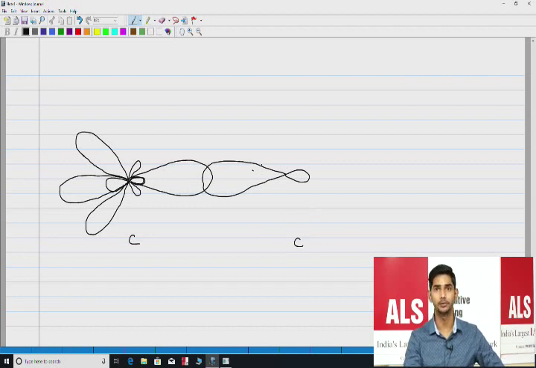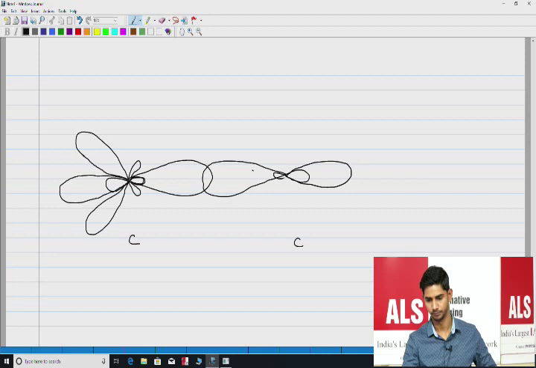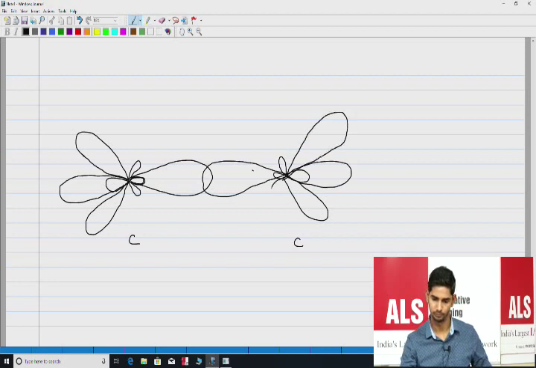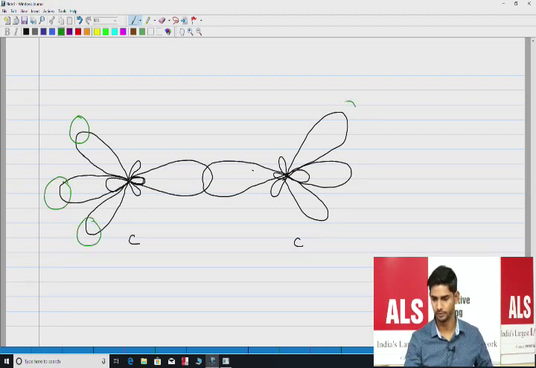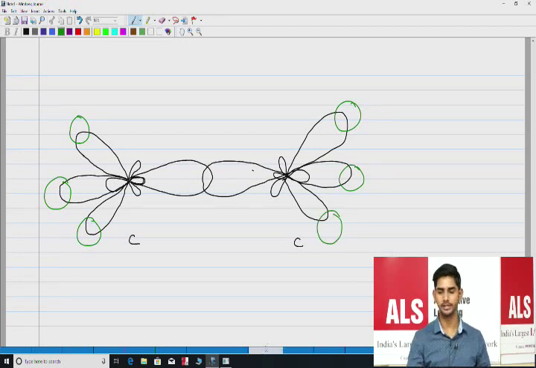Okay, yes, actually this is that one. Same, you have to draw on the right hand side. Same, we have to draw on the right hand side. Okay, just place the hydrogens here. 1, 2, 3. 1, 2, 3. So guys, this is your CH3 molecule.